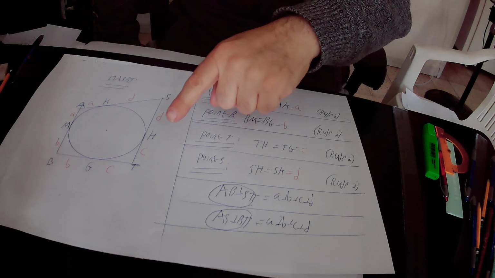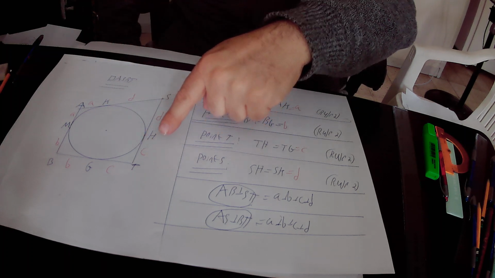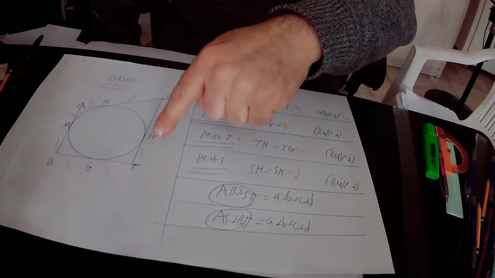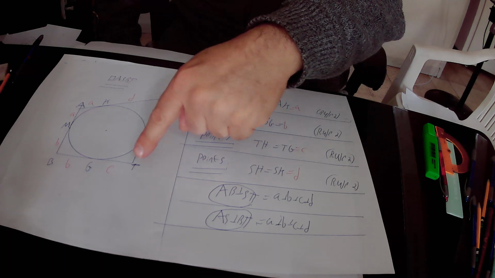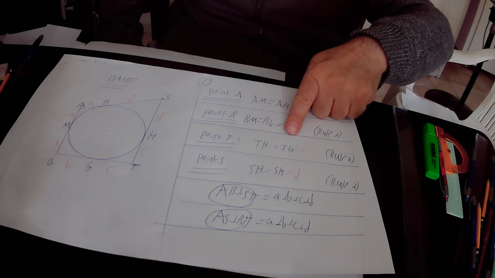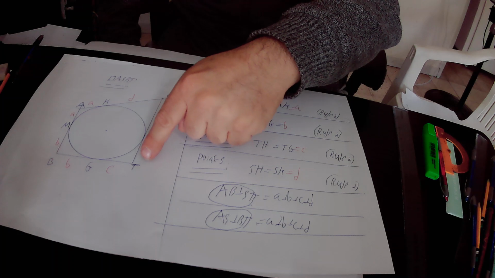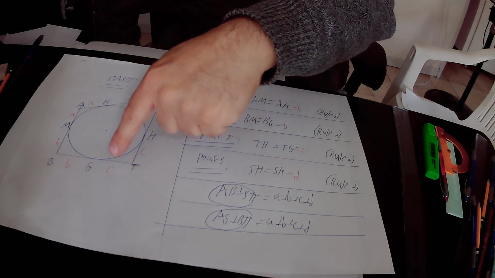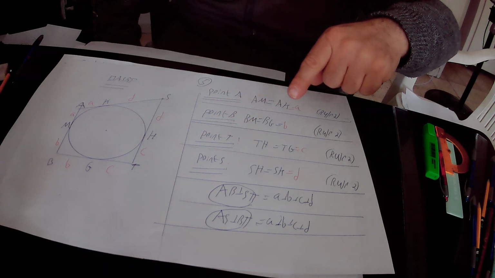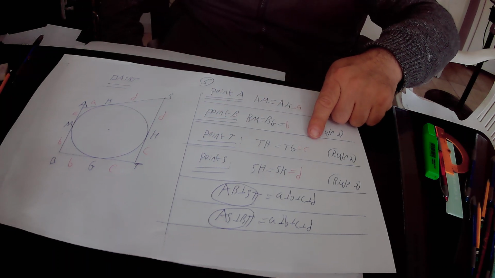From the common standpoint point T, we have two tangents to this circle, tangent TH and tangent TG. According to rule 2, they are equal to each other. That is to say, TH equals TG. So if we define the length of TH as C, then the length of tangent TG must also be equal to C. So in conclusion, we found out that TH equals TG equals C.